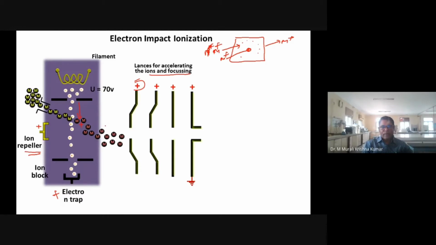Okay, if you have a minus charge, we keep here positive charge. If we have positive charge here, we'll keep here negative charge. So then what will happen? The ions are going to be attracted and then they will travel, escape through the orifice that we have over here, so that ultimately what we are going to have is something like an ion beam. Ion beam. So this ion beam will go to the mass analyzer. Mass analyzer.